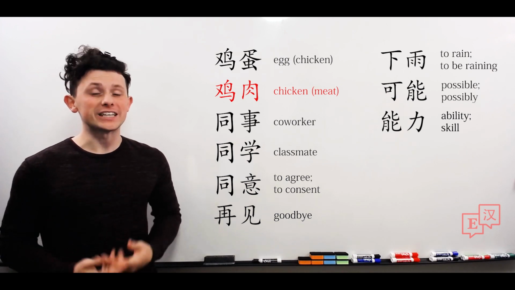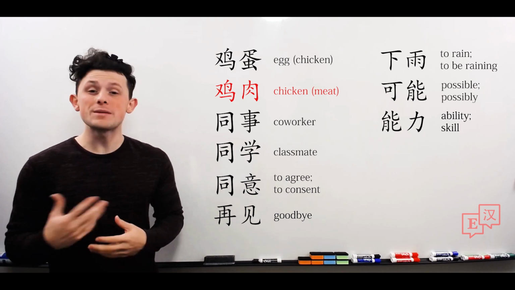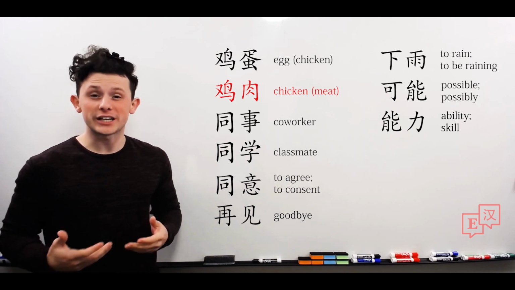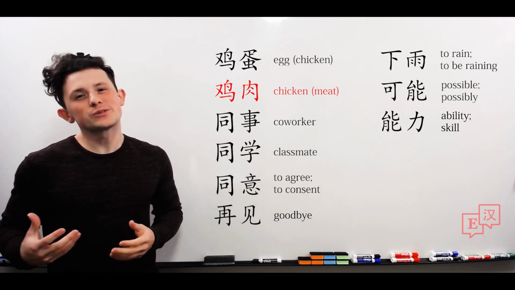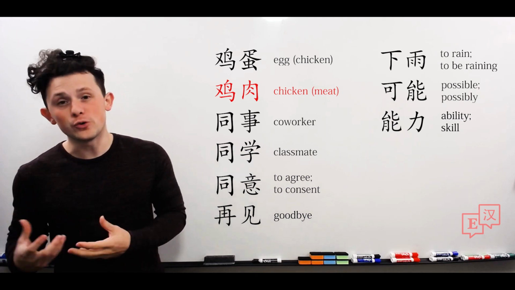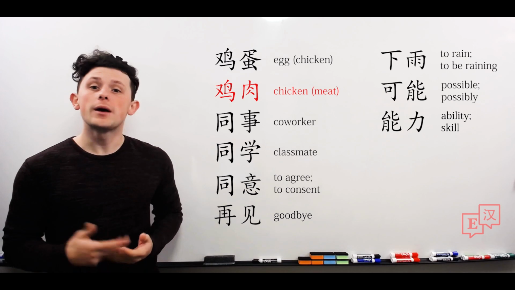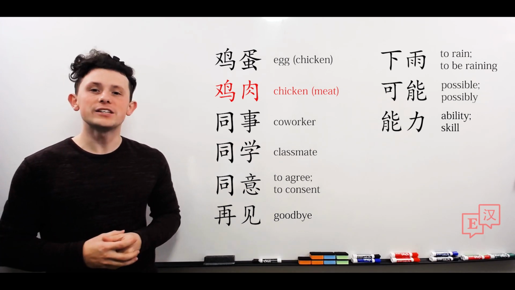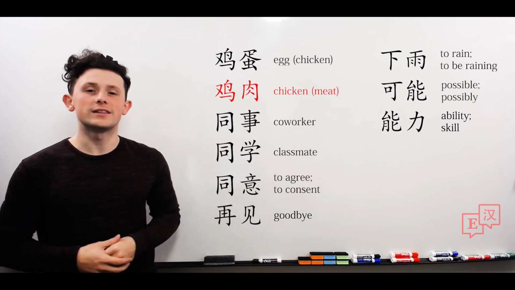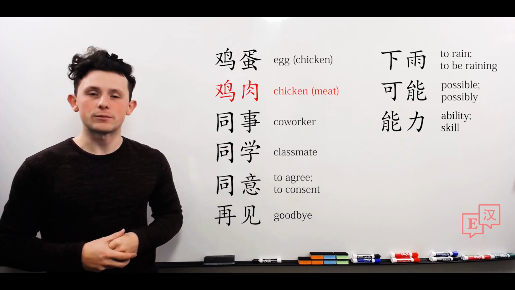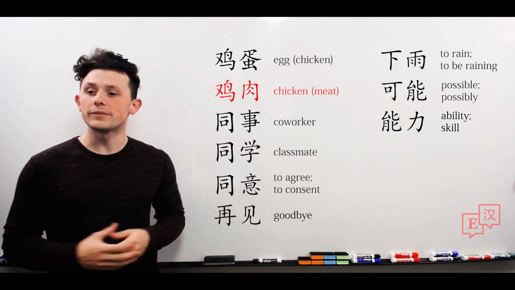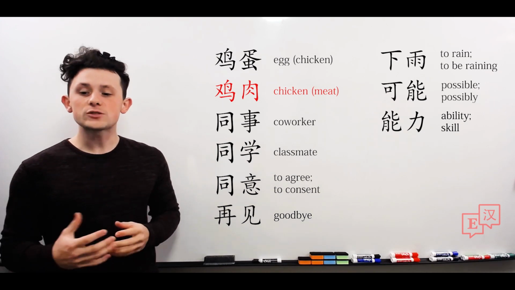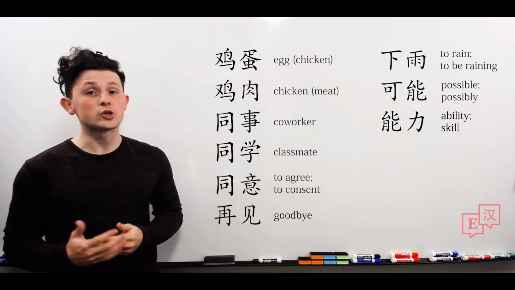This means literally the chicken's meat, or the meat of the chicken. Now for something like chicken, this isn't a hard stretch because we use the same word for the food and the animal itself in English. But think for something like cow. We say cow and beef. In Chinese, you simply need to add rou to the end of your animal, and you have that animal's meat. 牛肉 is beef. Next, we have three words that use 同.